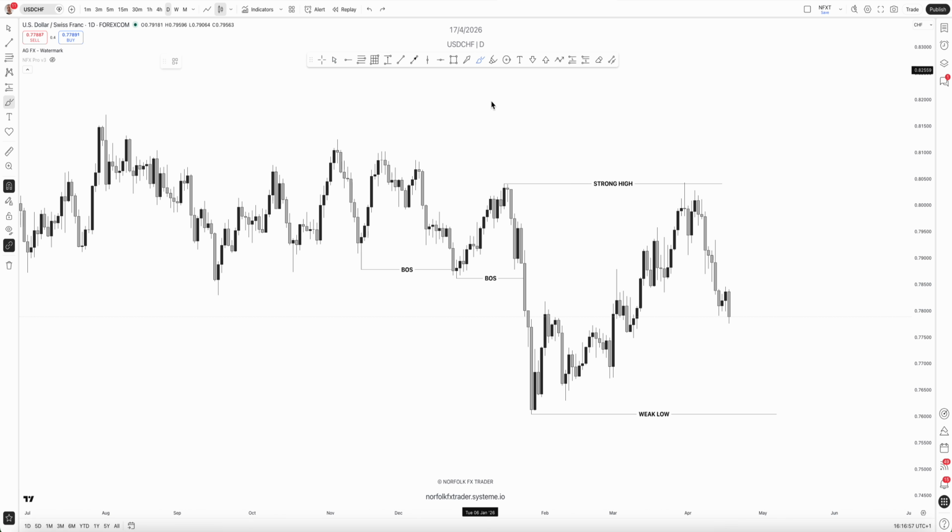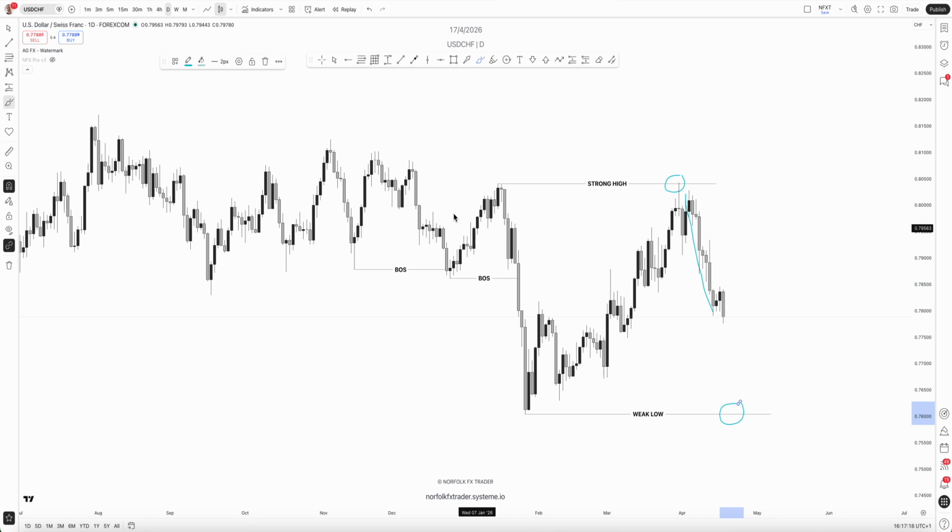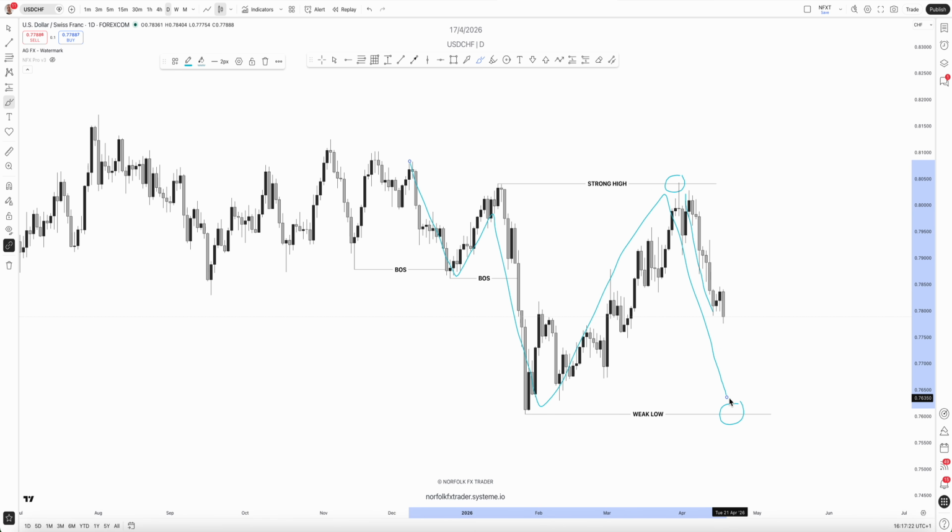And right at that strong high, we just wick through with a few pips and then we see a strong push to the downside. That is the area of liquidity sitting right above that strong high in the market. You want to see the strong high holding price. When we see a sweep like this, you can expect a strong run, and you want to see it now running towards this weak low in the market.